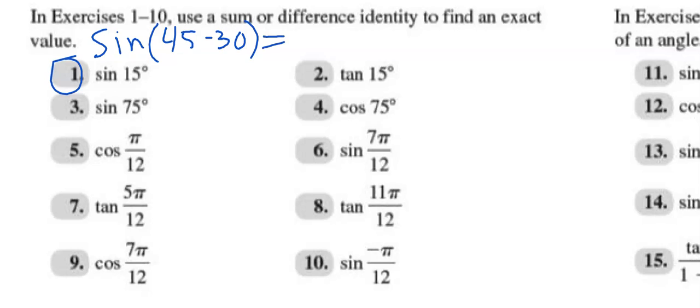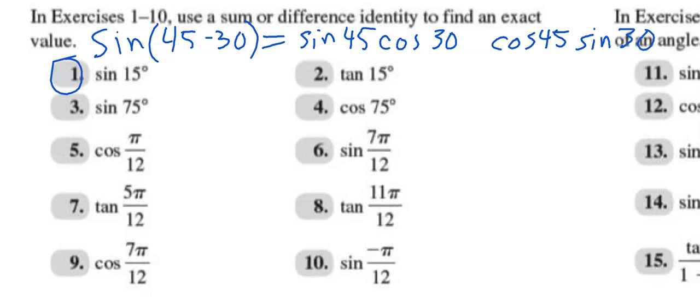So I'm going to have to go to my sine formula. Which one? That's sine 45 cosine 30, cosine 45 sine 30. What goes in the middle? Sine keeps the same sign.